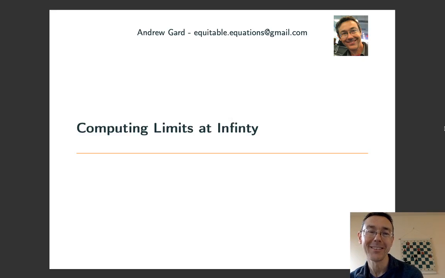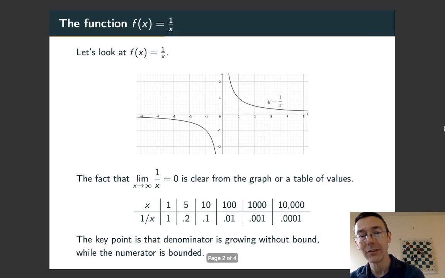Hey everybody, today we're going to start doing computations with limits at infinity. We're going to do it by starting with a very simple function, y equals 1 over x, and using it as a foundation for our intuition into some much more complicated limits. So here we have a picture that we've seen before, y equals 1 over x, and you can see that as x goes to infinity or negative infinity, this function is going to 0.